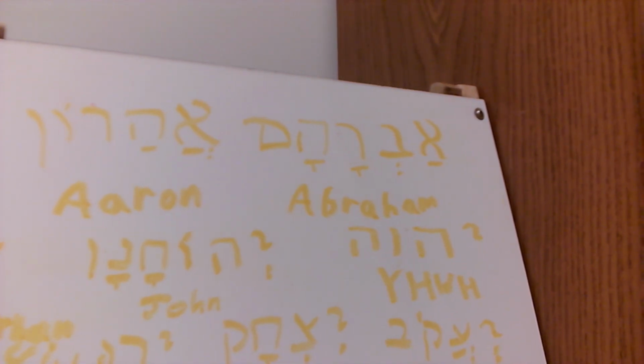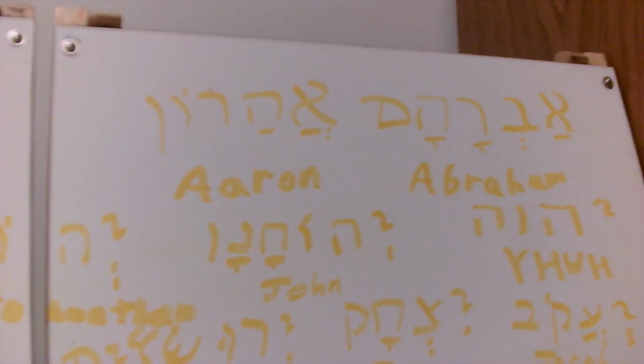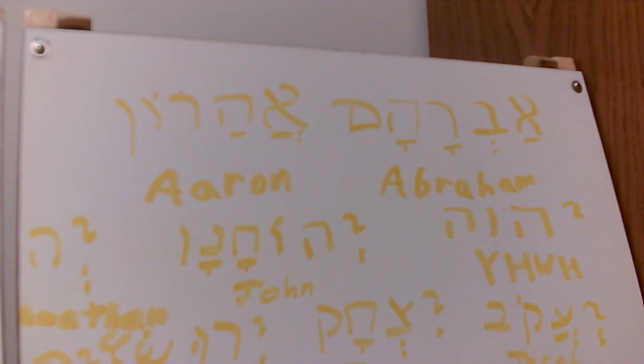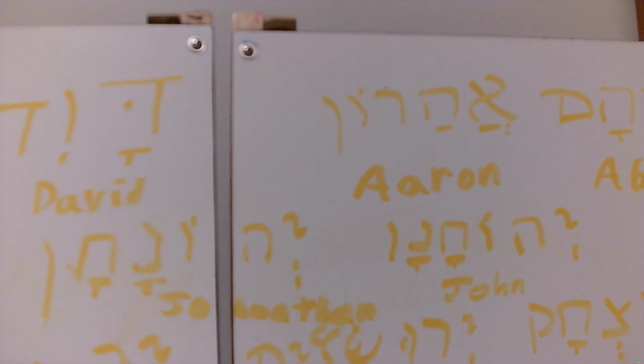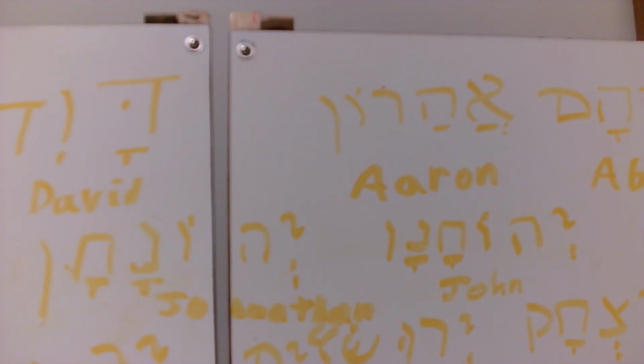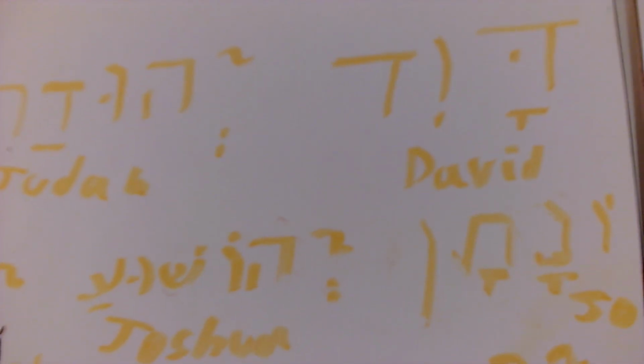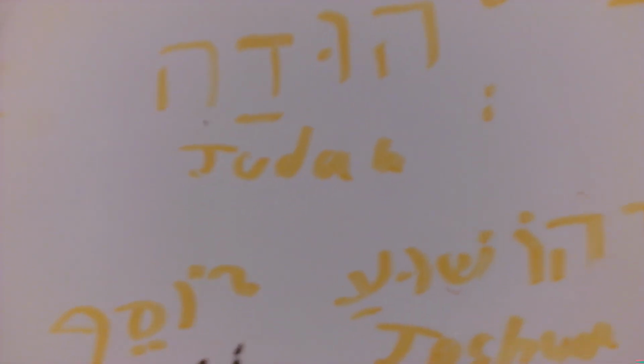So next, after the divine name, we have Yehochanan. I don't actually think Yehochanan appears in the Old Testament. If I'm wrong, please correct me, but it means John. Yehonathan means Jonathan. And then we have Yehoshua, which means Joshua, and Yosef, which means Joseph.